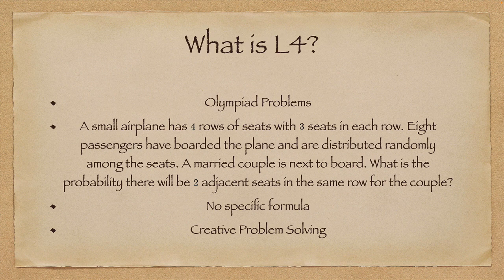Let's come to the last one, Olympiad problems. An example here: a small airplane has 4 rows of seats and 3 seats in each row. 8 passengers have boarded the plane and are distributed randomly among the seats. A married couple is to board next. What is the probability that the couple gets 2 adjacent seats in the same row? So again, no specific formula. It's not even just non-routine, it's so non-routine that it's outside of most people's comfort zone. The only way you can solve this is through some form of creative problem solving, because these fall under the gamut of complex problem solving.